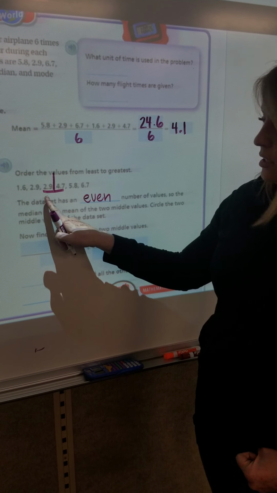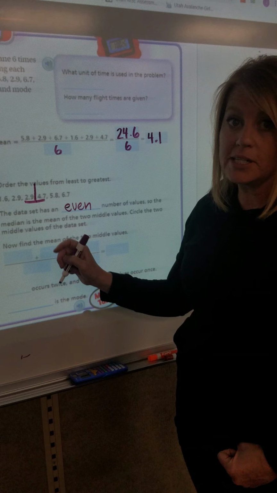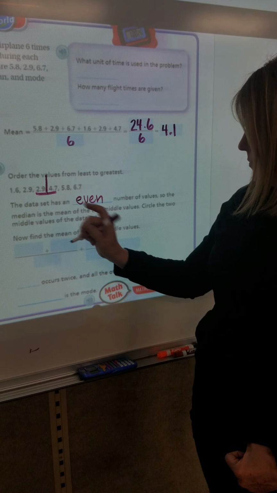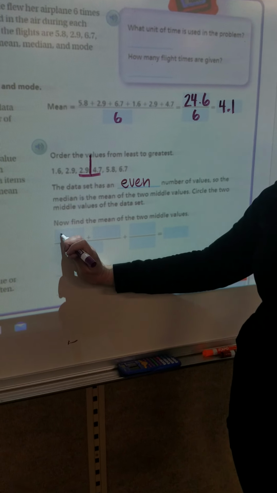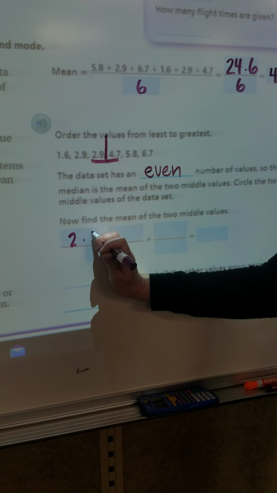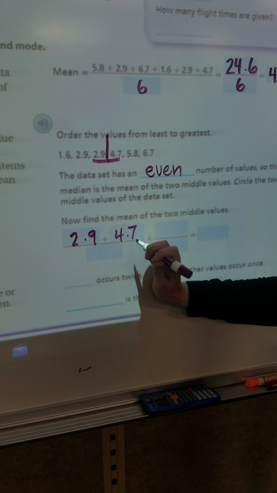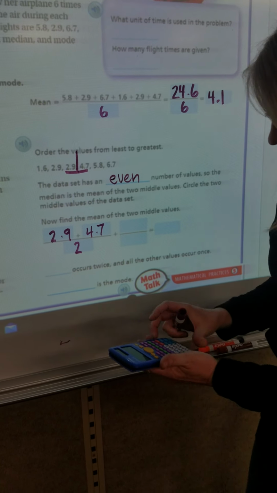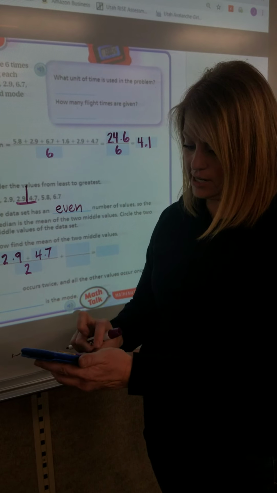Remember, the mean is when I add those together and divide by how many data values there were. In this case, there's 2 in the middle. Okay, so to find the mean of the two middle values, we would add those two together, 2 9/10 plus 4 7/10. We're going to divide it by 2.